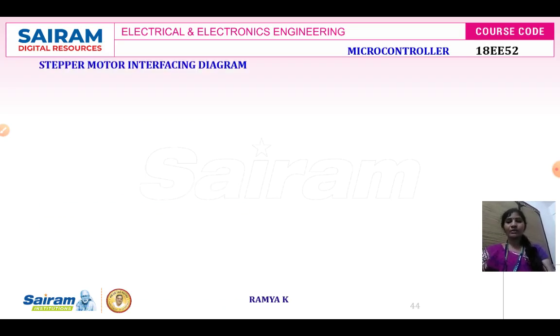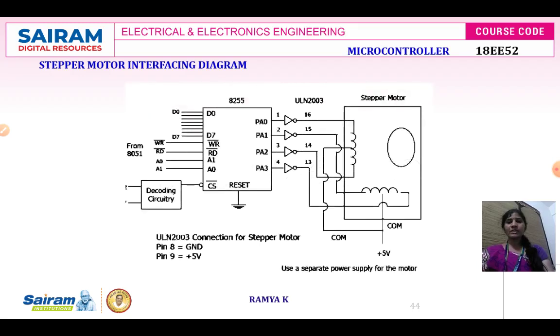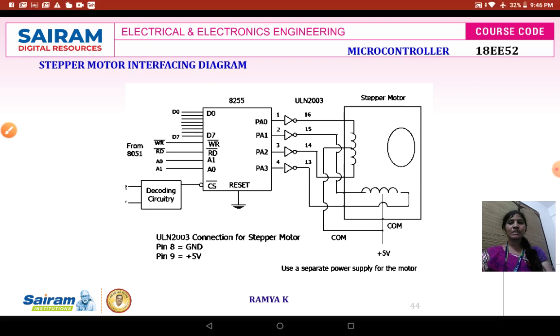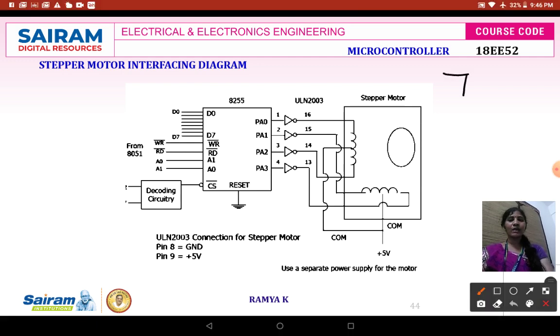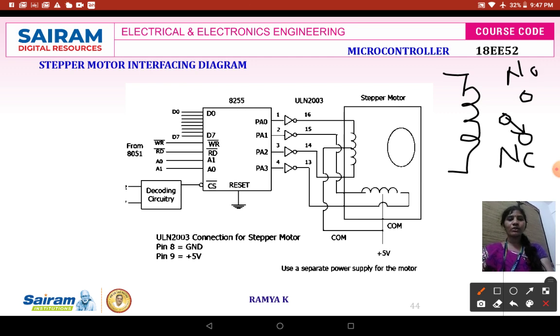Stepper motor interfacing diagram. So it is the interfacing diagram. In this I'll explain the relay concept. We all know what is meant by a relay. So relay means it will have one coil. So the coil will get energized. So when the coil gets energized, there will be two contacts. One is your normally open contact and another one is your normally closed contact. So this is going to be your normally open contact and this is going to be your normally closed contact.